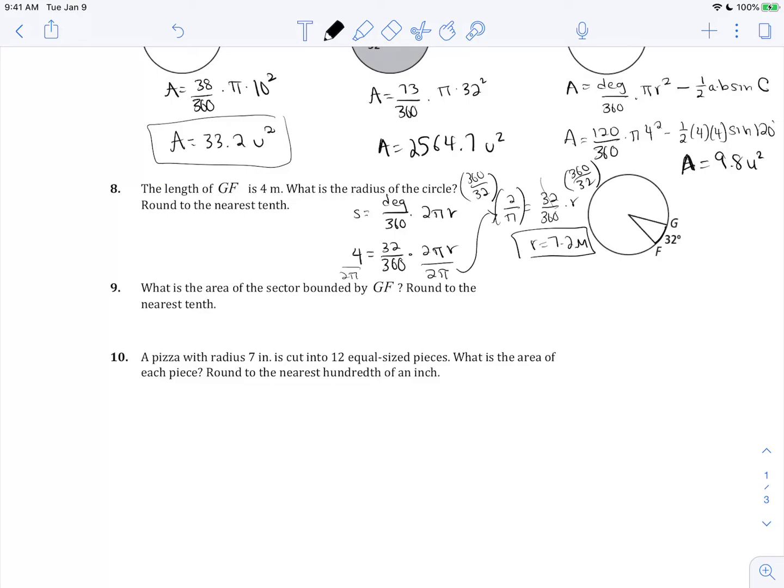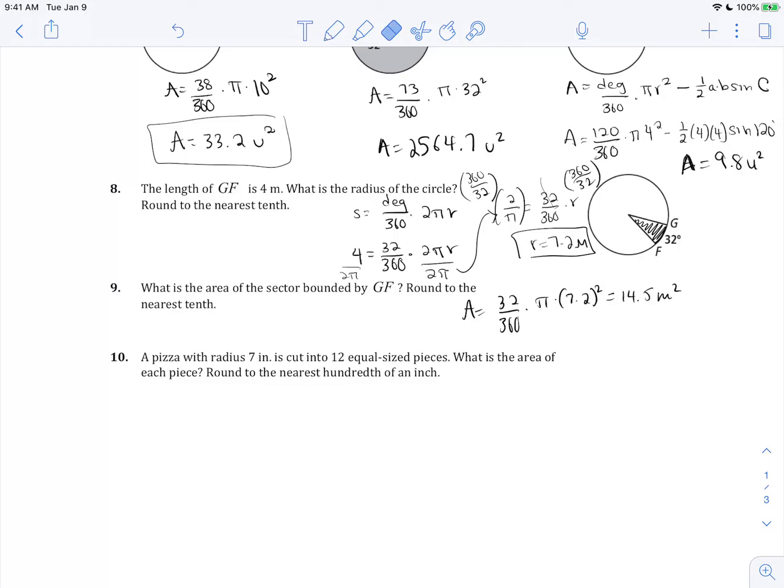Nice. All right. What is the area of the sector bounded by GF? So now I'm finding the area of this, right? Well, we know the radius, so I can just say area equals 32 over 360 times pi times 7.2 squared. Equation for area, which gets me 14.5 meters squared.